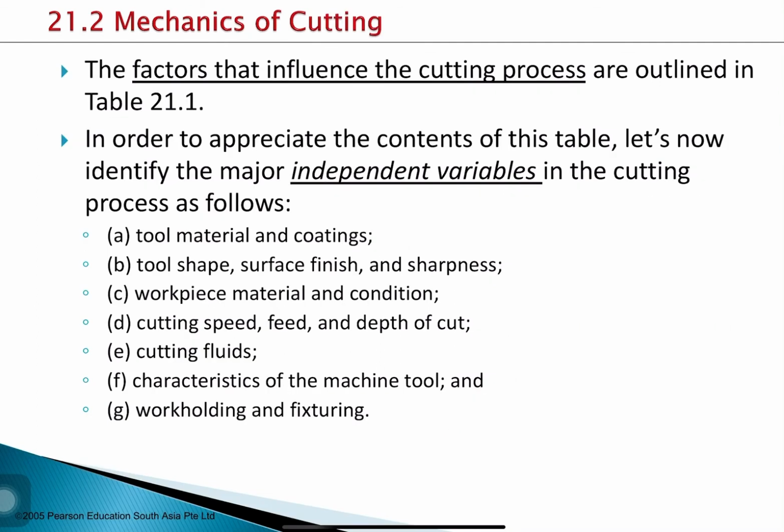So there are factors that influence the cutting process. The major independent variables in a cutting process are tool materials and coatings. What do the coatings do? They protect the tool material from having too much built-up edge, or BUE.